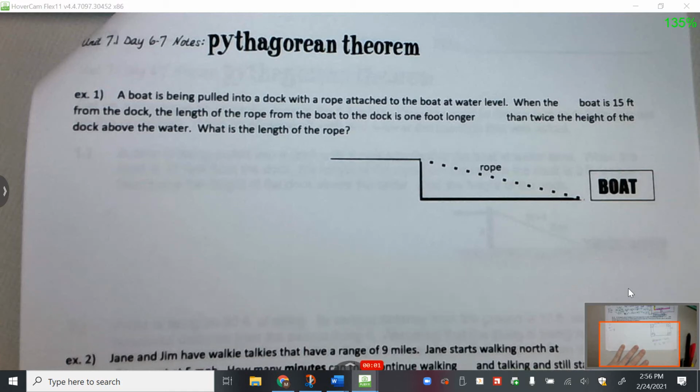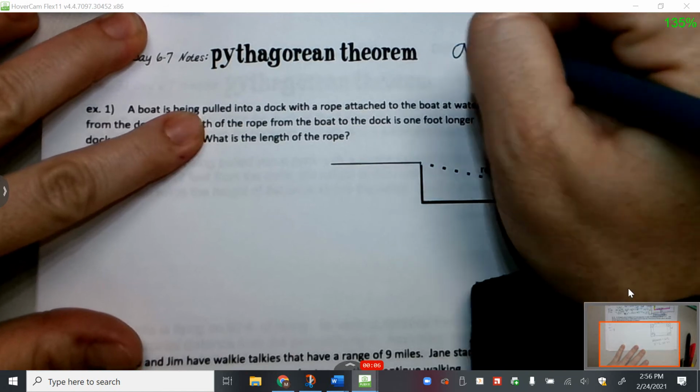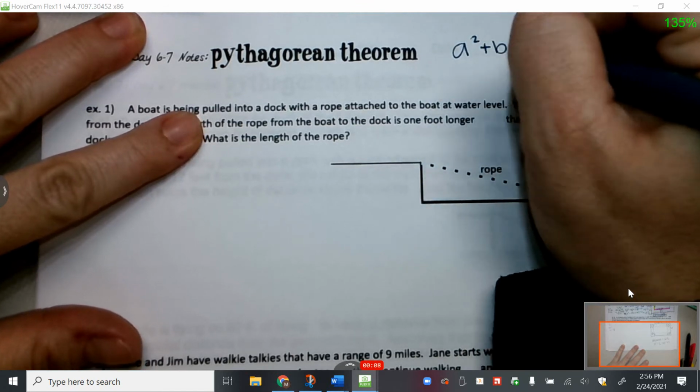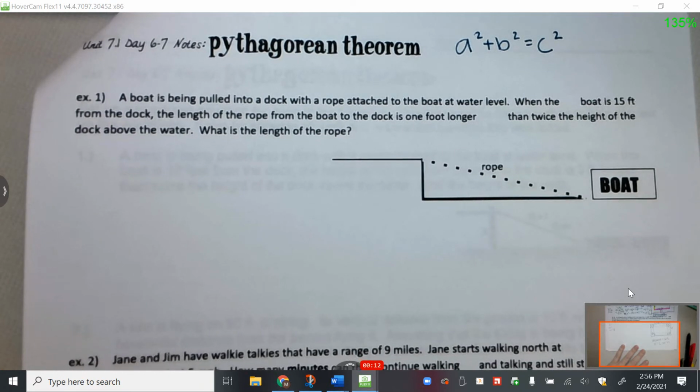Okay, so hopefully y'all remember Pythagorean theorem. Pythagorean theorem is a squared plus b squared equals c squared, okay? And the smallest side of the triangle is a.